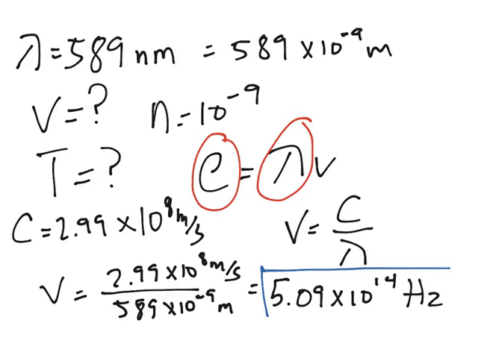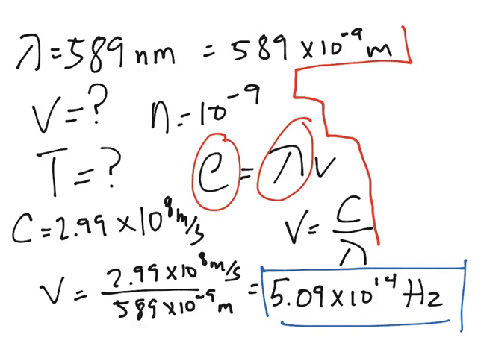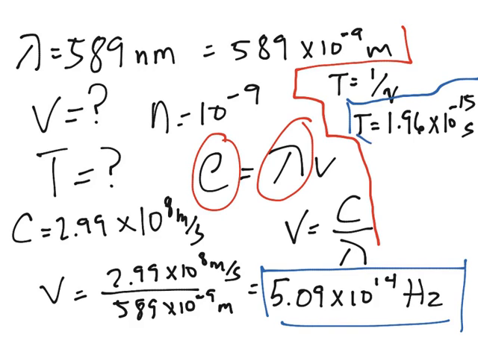So this is our first part, and now we want the period, and we said the period is equal to 1 over the frequency, so T is equal to 1 over nu. So our period will be equal to 1 over that, which is just 1.96 times 10 to the negative 15, and it's in seconds. So that is how you use the beginning of quantum chemistry to solve a problem in which they ask you for period, wavelength, or frequency.